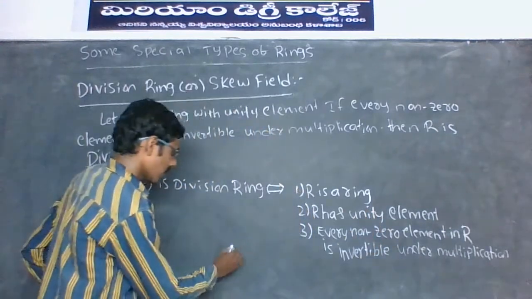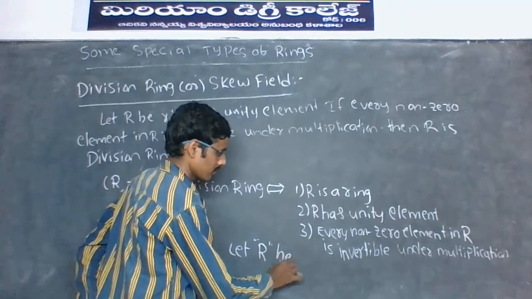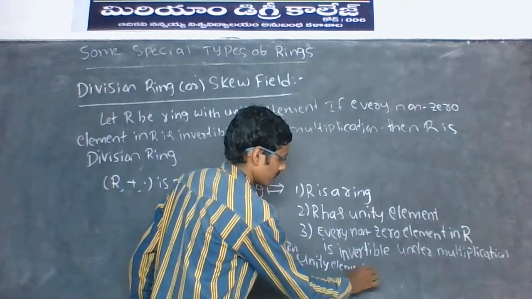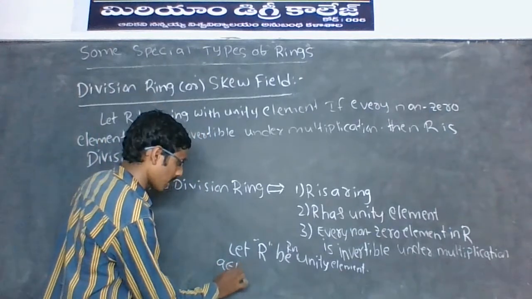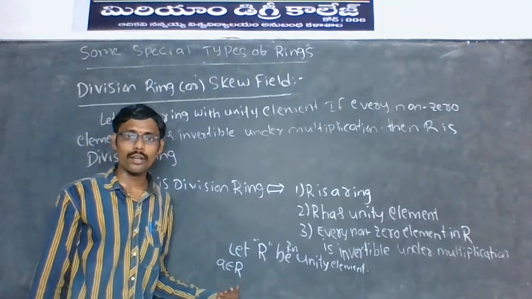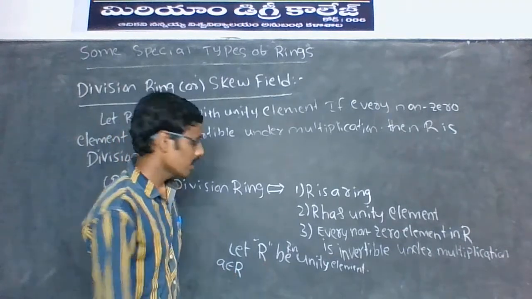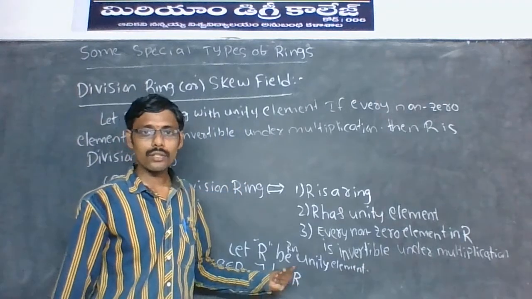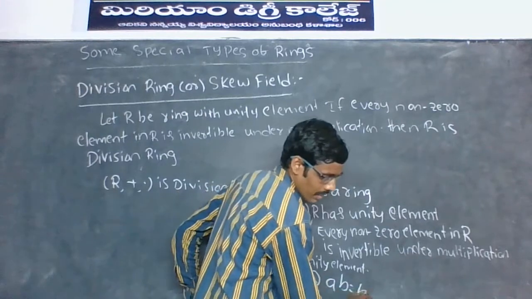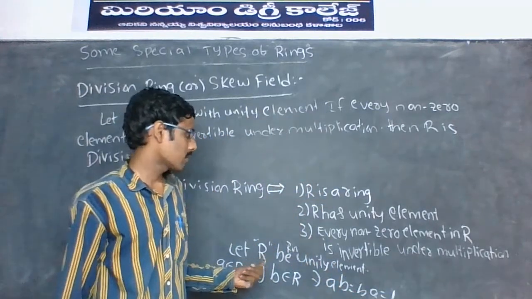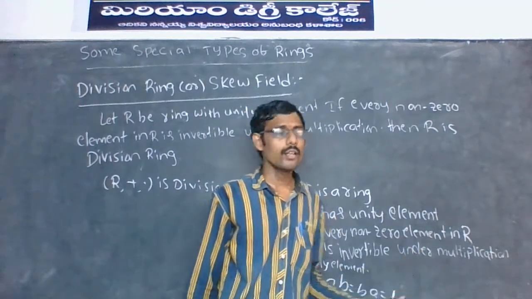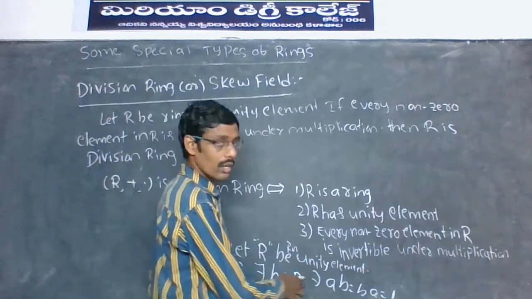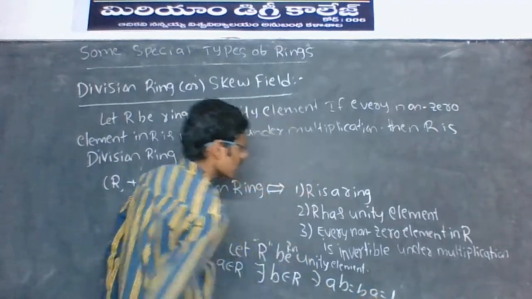Multiplicative inverse definition: let R be a ring with unity element 1. A non-zero element A belonging to R is said to be invertible under multiplication if there exists B belonging to R such that AB equals BA equals 1. B is the multiplicative inverse of A. This is the multiplicative inverse.